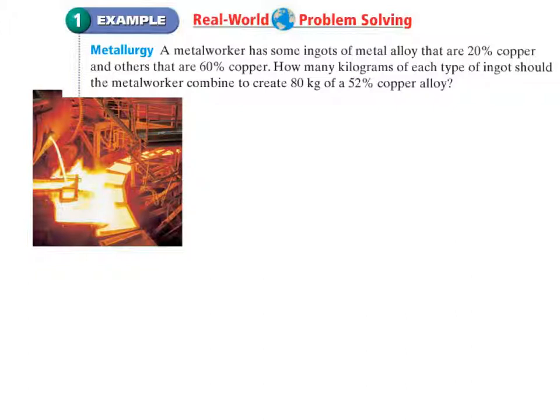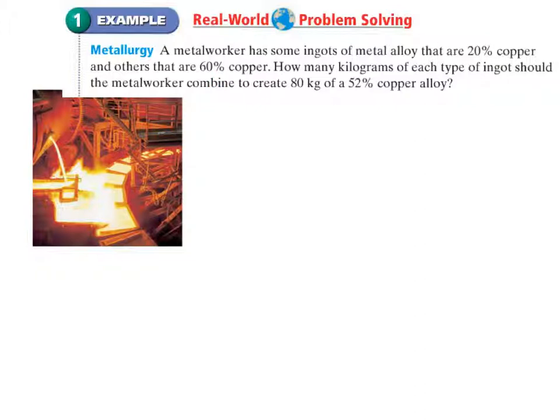of 52% copper alloy? Now you're probably thinking, what is this even asking me? First of all, you don't even need to know what an ingot is. But what do you need to find? How many kilograms of each type of ingot? So we have two kinds here: the mass of 20% alloy and the mass of 60% alloy. We want to know how many kilograms. That's weight. So the mass of 20% copper and the mass of 60% copper alloy.